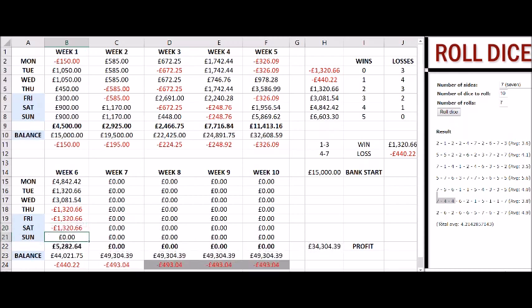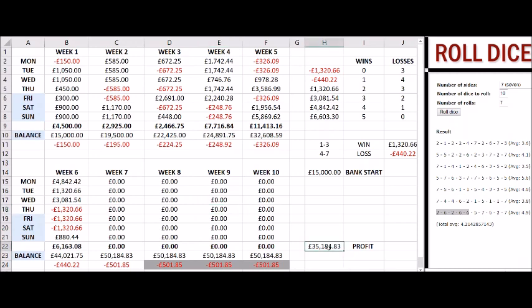And then on Sunday, 2 wins and then a loss. So that's 880.44. So, I mean, look at this week 6, quite interesting. We had 3 full losing days, but still managed to make over £6,000 profit.